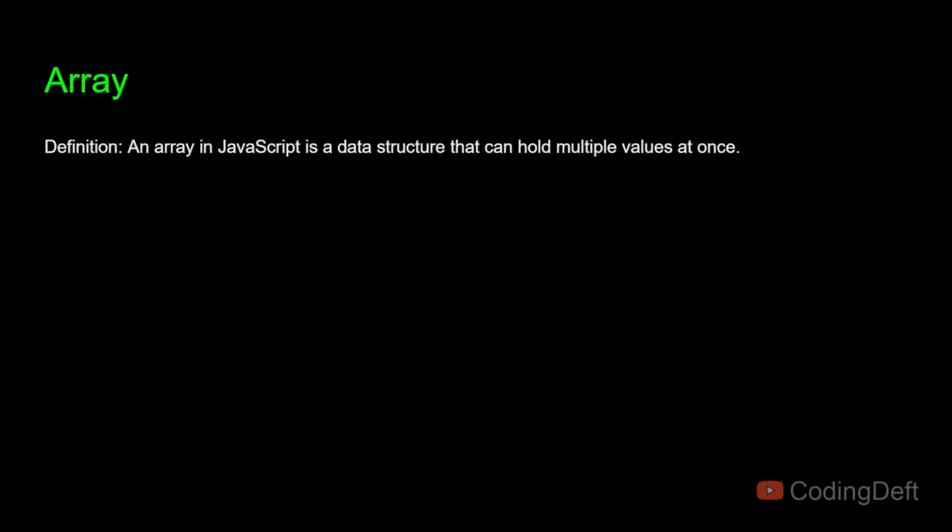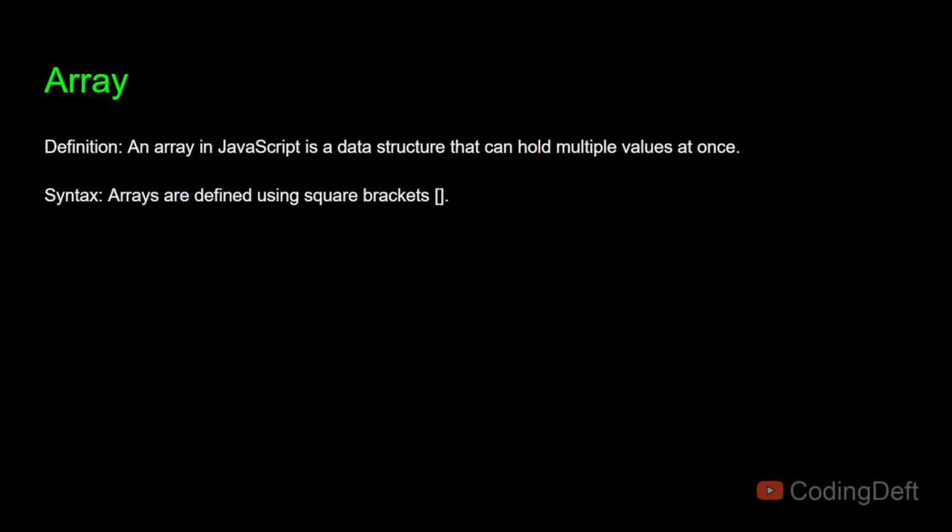In the previous video, we have seen the introduction to data structure in JavaScript. In this video, we will see what are arrays in JavaScript. So what is an array? An array is a data structure in JavaScript that can hold multiple values at once.